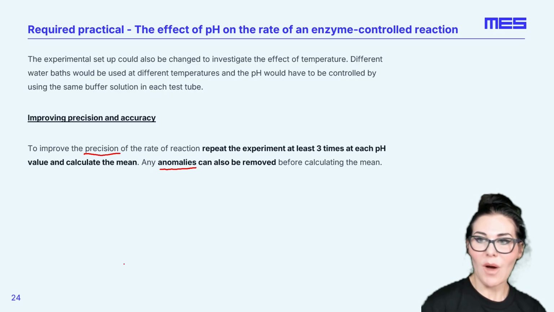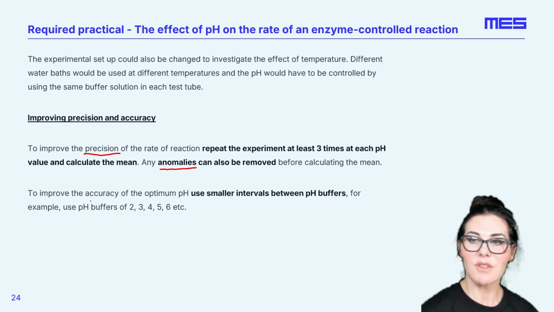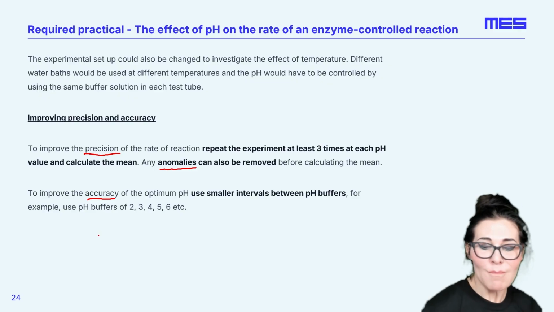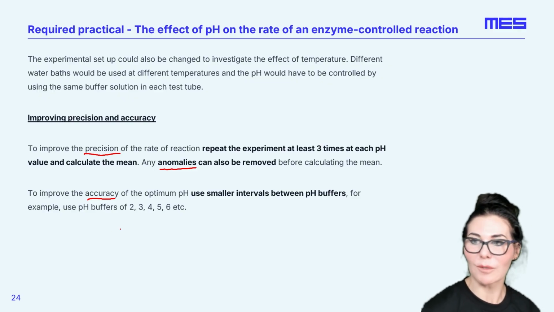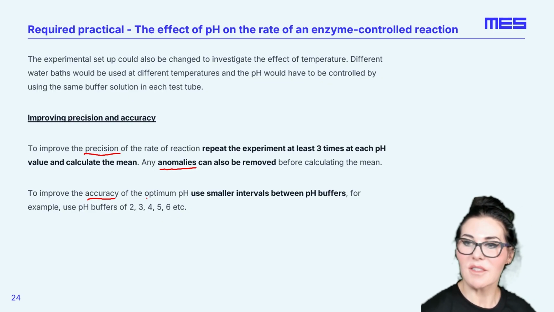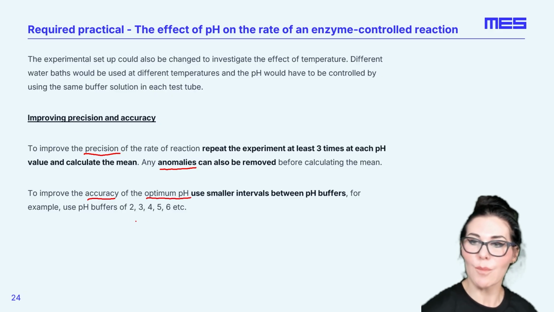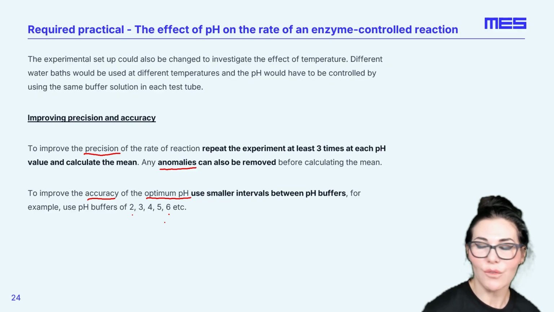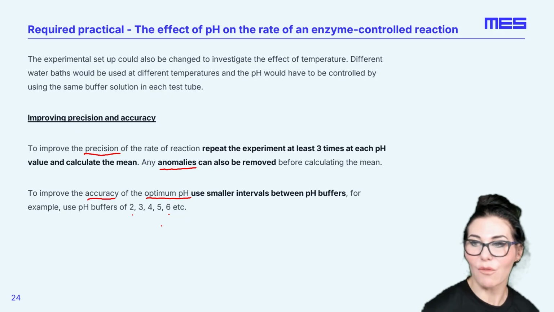If we're thinking about accuracy, accuracy is about basically using a measurement of the smallest value possible. In this case, we're investigating what the optimum pH is. There's no point just looking at pH 2 and pH 6. It's not very accurate because we don't really know if there's any in between that could have been better than 2 or 6. So we do as many pHs at as small intervals as possible to get a nice accurate idea of which pH is the optimum for the enzyme-controlled reaction to happen at its fastest.